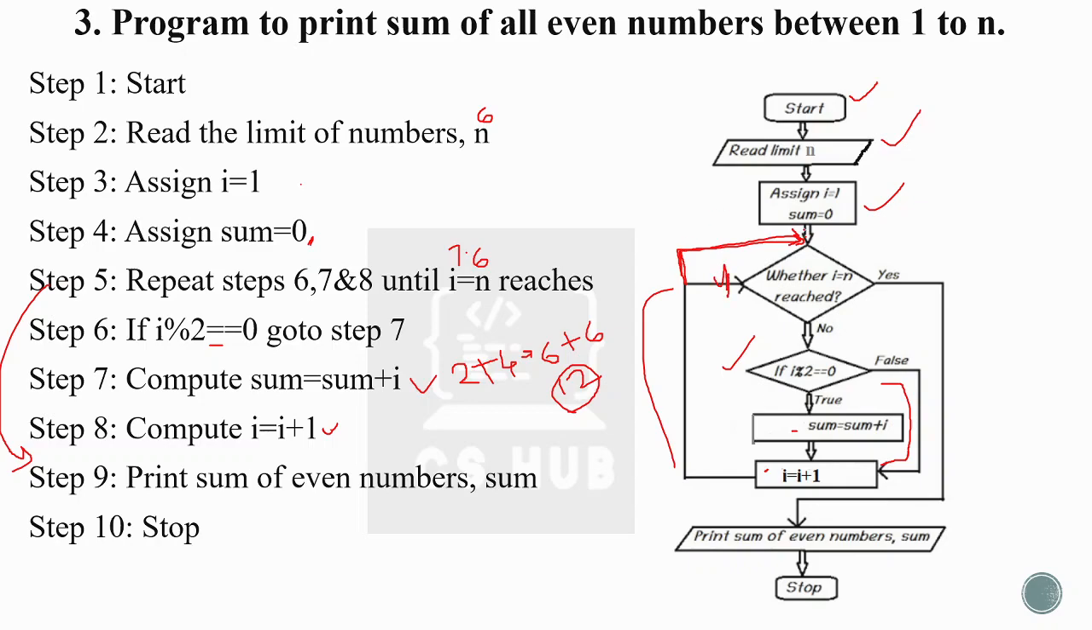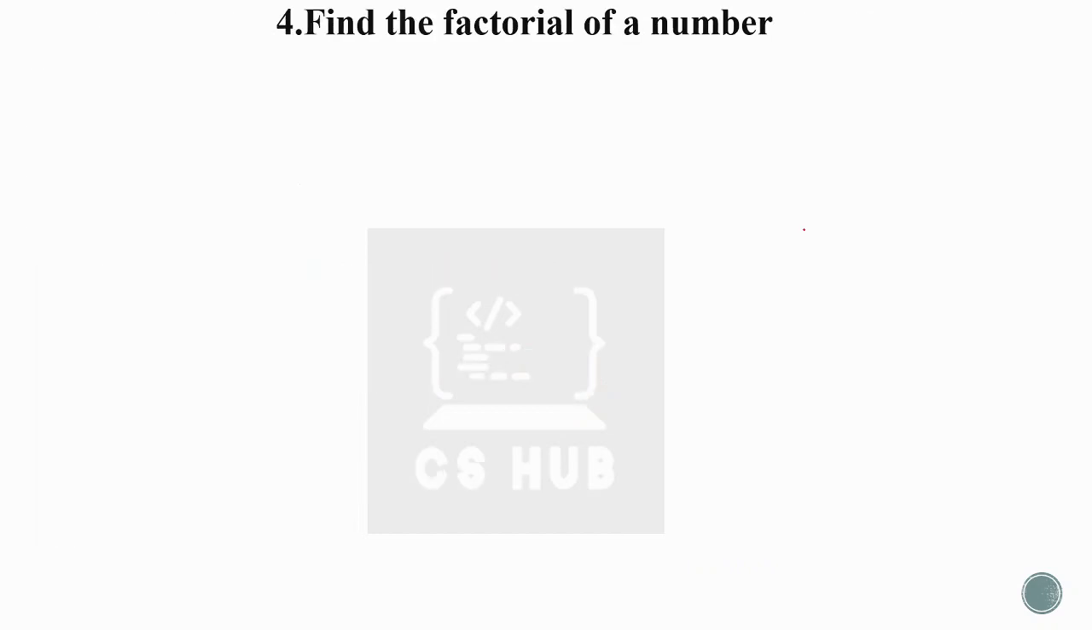This is how we implement a loop, and this is the program. Hope the concept is clear. Moving on to the next. This is another simple program. Find the factorial of a number. How to find the factorial?